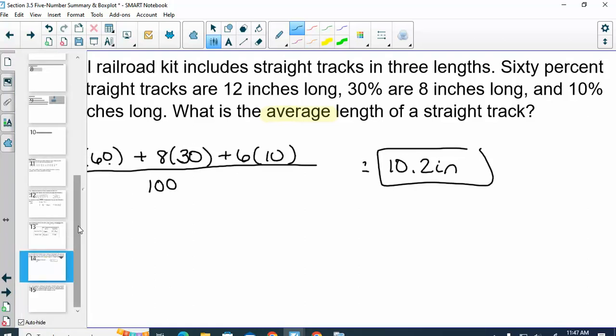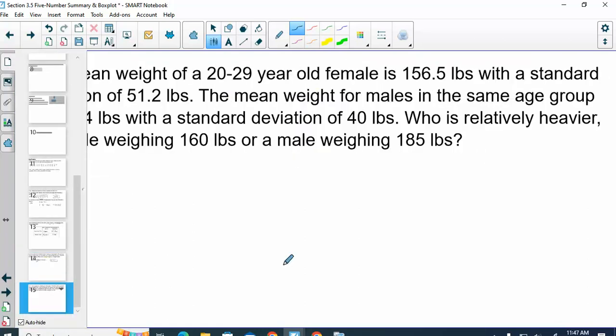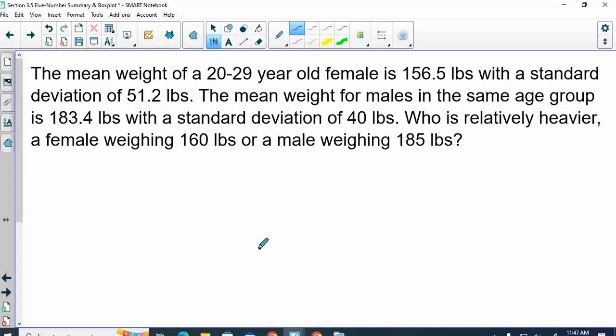I think I have one more. This is the final example. The mean weight of a 20 to 29-year-old female is 156.5 pounds with a standard deviation of 51.2 pounds. The mean weight for males in the same age group is 183.4 pounds with a standard deviation of 40 pounds. Who is relatively heavier, a female weighing 160 or a male weighing 185? What do we have to do? Sort. So we need to sort our information.